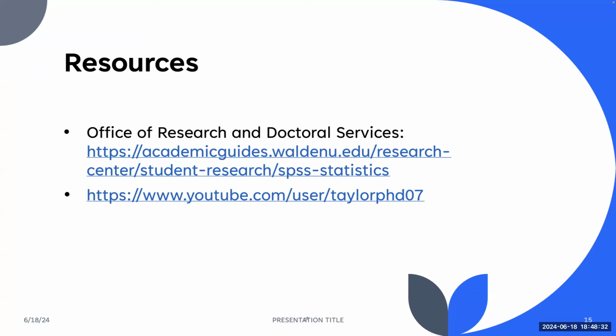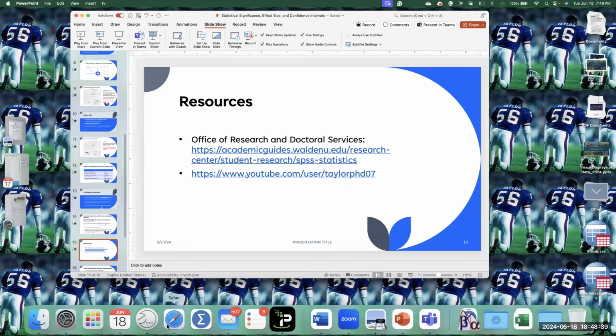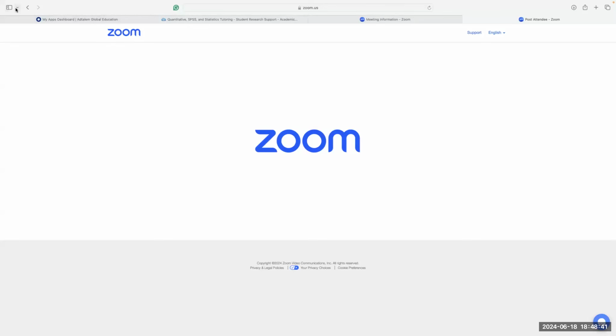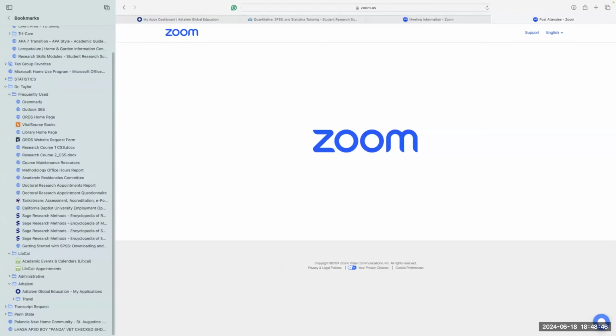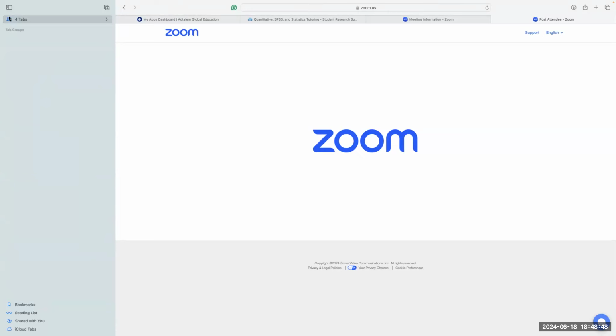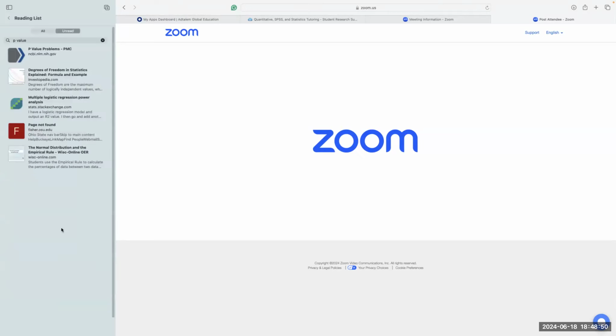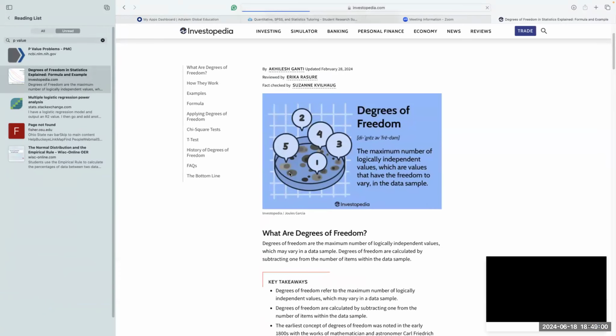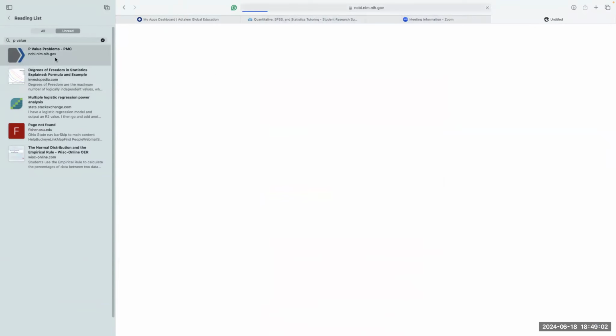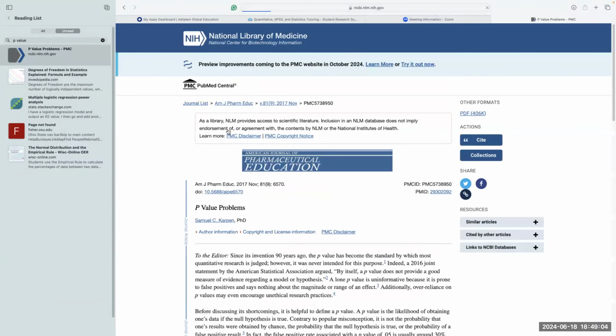But I wanted to do one other thing here, if I could. I was pulling down some things from the web, and I saw some things that I thought might help with understanding, if I can find it. Degrees of freedom, p-value problems.